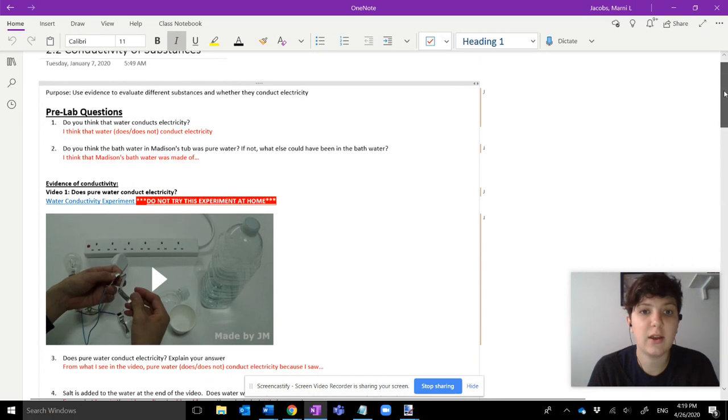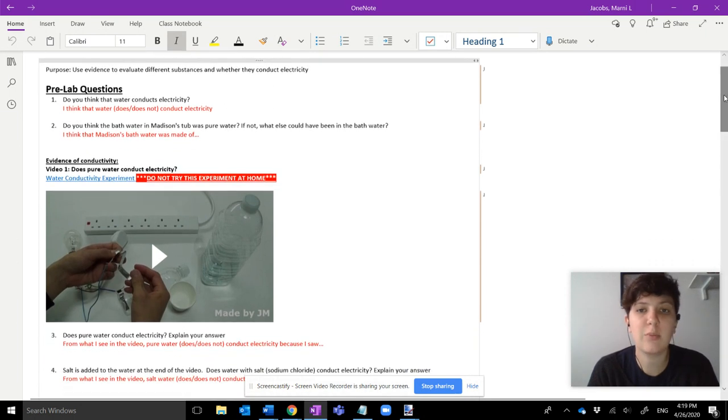Right at the start, we have some pre-lab questions. Remember that our purpose here is to use evidence to evaluate different substances and whether they conduct electricity. Our pre-lab questions are asking about if we think water conducts electricity and about the bath water in Madison's bathtub. Do you think it was pure water, or do you think there was anything different mixed into that water?